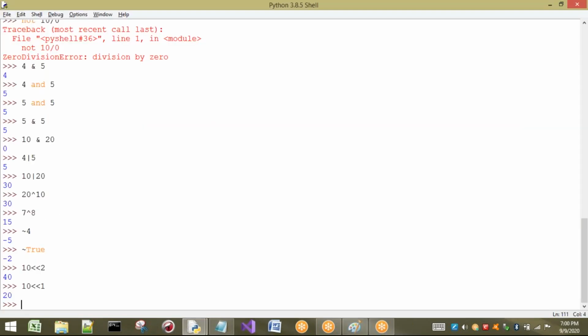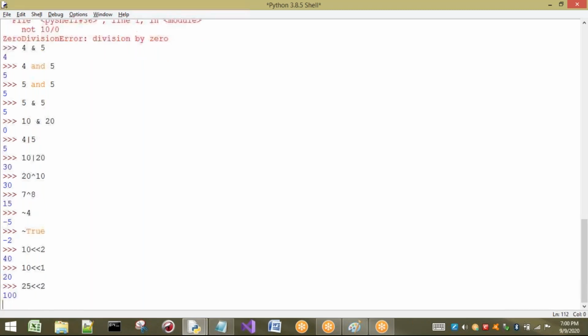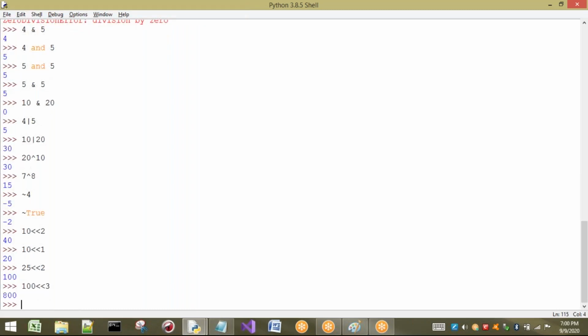So I will take one more, then you can directly say the answer. 25 left shift 2. Then what can we say directly? 25 into 2 into 2. What is the answer? 100. Directly we can say this without performing the operations. If you take any value, 100 left shift, otherwise let us take 3. Then what happens? 100 into 2 first, 200. 200 into 2, 400. 400 into 2, 800.